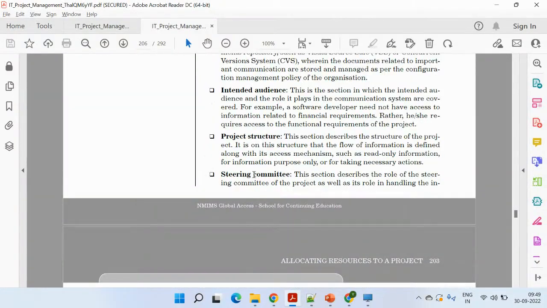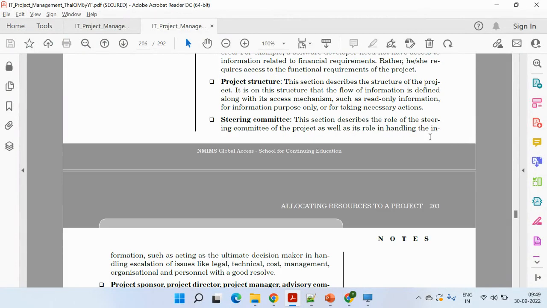The project communication plan mentions the steering committee, which defines the role of the steering committee as well as the role for handling information, and taking legal, technical and cost management issues and a way to resolve them, right? Based on our understanding, we can simply say it's a combination of different teams, so it's good to have more knowledge. Definitely they can help in different kinds of issues, whether legal, technical, organizational or personal.